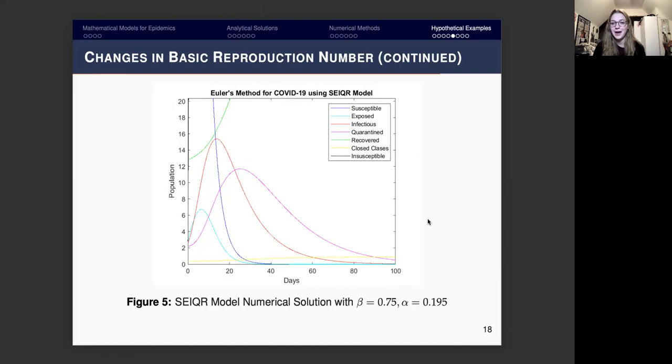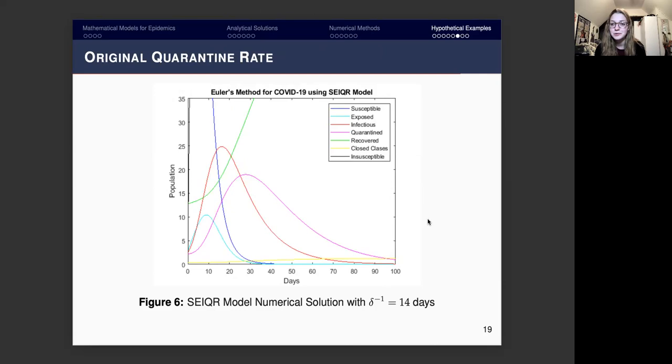So now we're going to see what happens when we change the quarantine rate. This is our original quarantine rate. We're saying it takes about 14 days for people to quarantine once they realize that they are contagious. This is based on what the CDC recommends, that people quarantine for 14 days. We can see our original is at 25 million for infectious, around 17 million for our quarantine. We're going to really want to focus on these two colors here.